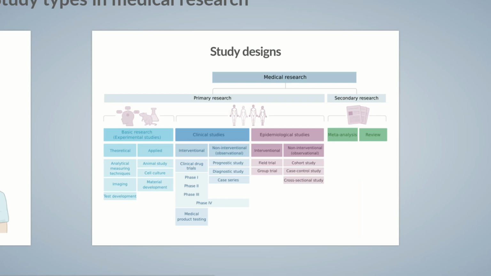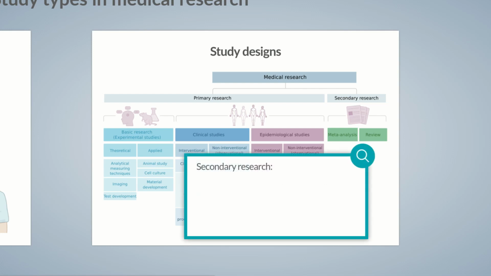We want to finish off with a few words on secondary research. Do you know how many scientific publications are published annually? Well, it's around more than 2 million worldwide, so how can you keep track of so many publications? This is where secondary research comes in, which involves reviewing and reassessing previously published studies.